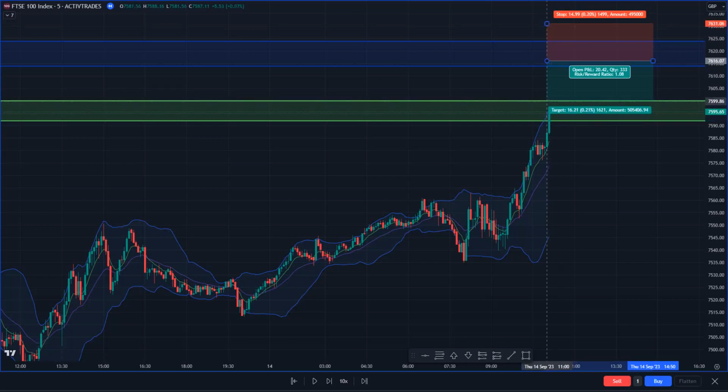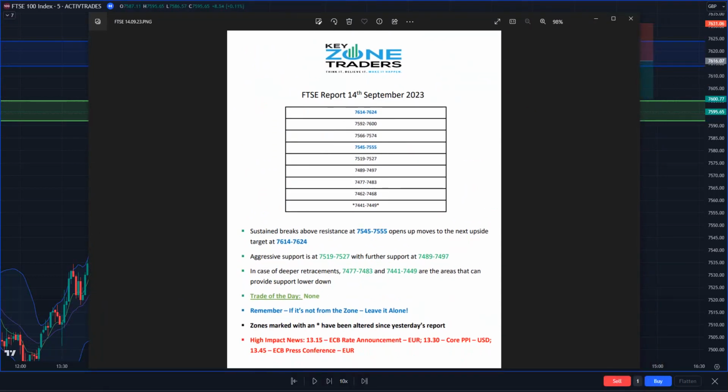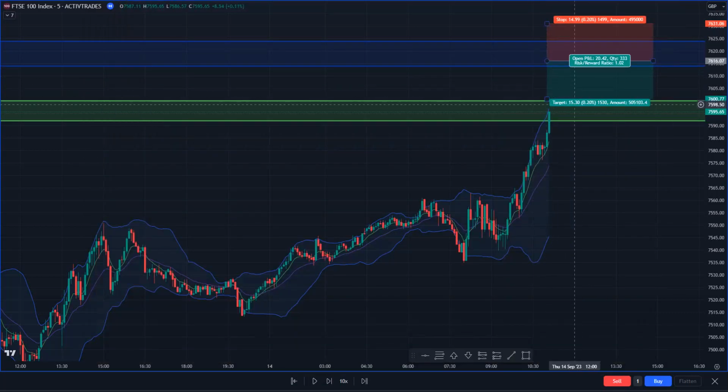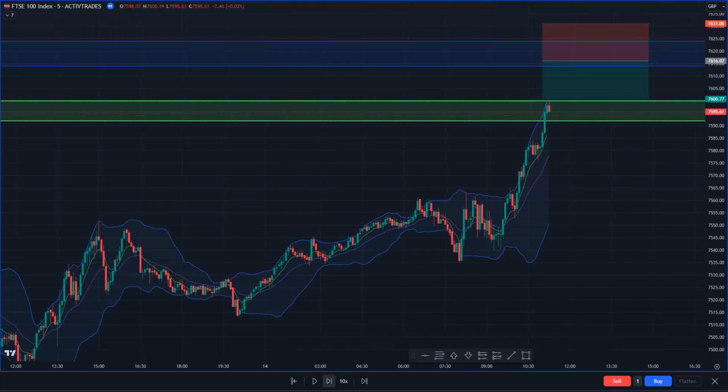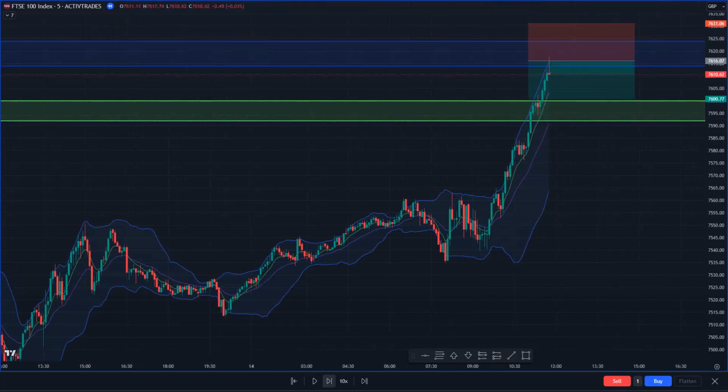Let's go for a 1-to-1 risk reward, because that is back into the next zone that we had down here. If you have a look at our report, the next zone below is at 75.92, 76.00. So we just want to target that as a high probability target. Now, as you can see, the market just continues to move up strongly. So on the hourly chart, this is a really, really strong trend.